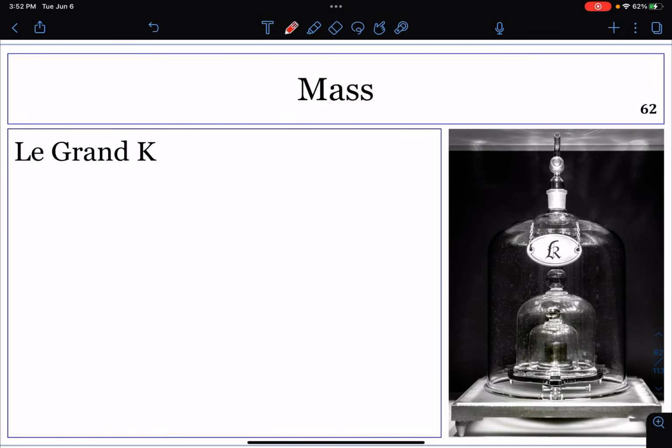The SI unit of mass is a kilogram. Interestingly enough, a kilogram was originally defined as the mass of a specific object which was kept in a vault in France. However, it was found that this object, which was named Le Grand K, was actually very slowly losing tiny amounts of mass over very long periods of time.